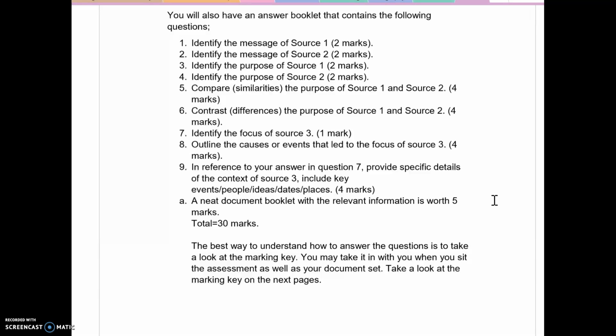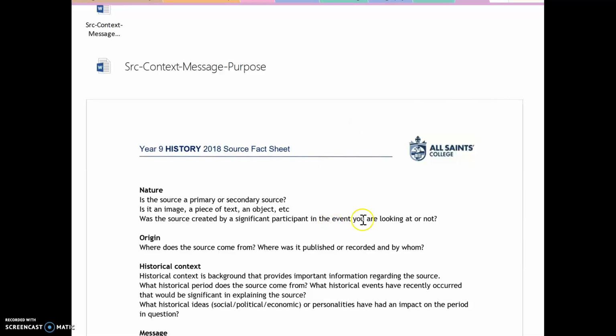The best way to have a look at it is to really look at the marking key because that's how you're going to answer the question. It's how you're going to think about how you will construct your source set as well. But before that, I think it might be really useful to have a little look at the fact sheet that you should have from your teacher. I have one on the OneNote.